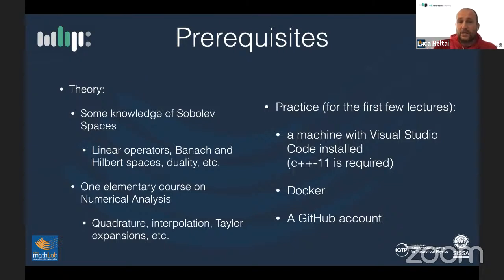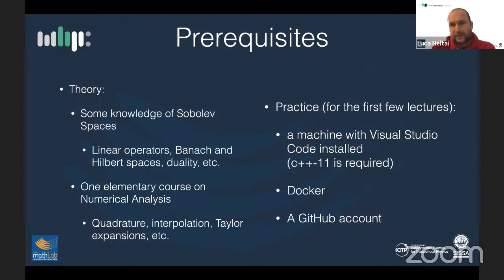The reason why you need that is because you'll need to know about quadrature formulas, interpolation, Taylor expansions, and some of this elementary stuff. So if you follow the first part of the course in the Master in High Performance Computing, or the course for the PhD students on elementary numerical analysis, this is exactly what we're going to be using.